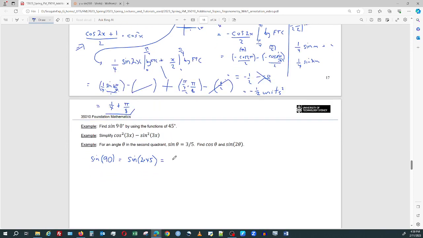2 sine 45 by substitution. And guess what? Exact value is trig. Now, what is sine 45? 45, they're the same angle, aren't they? They're the same angle. So it's 1 on root 2. It happens to be the same thing.